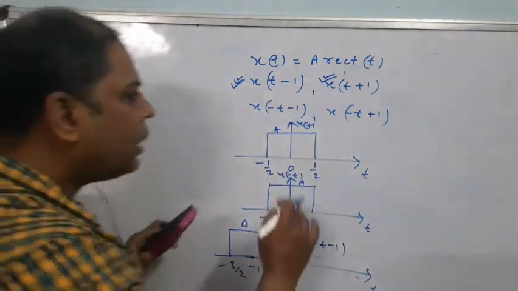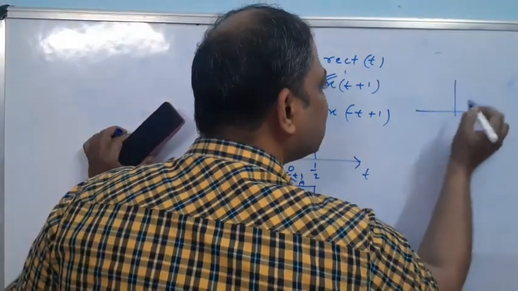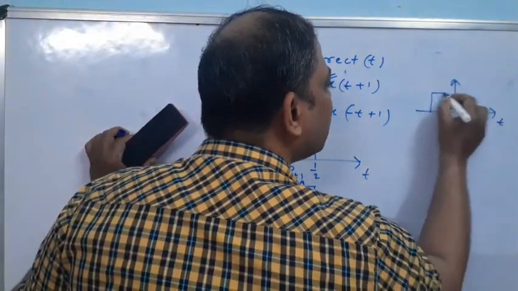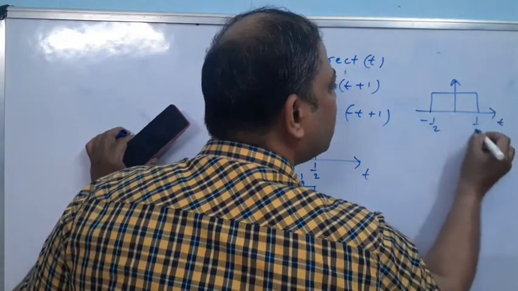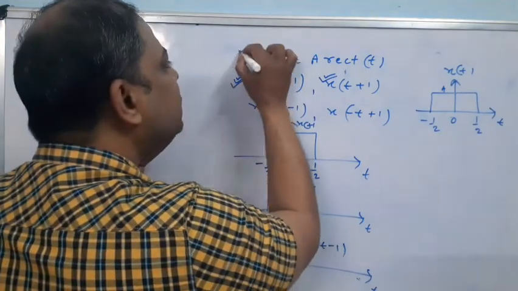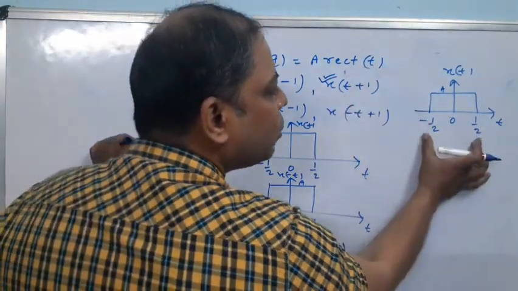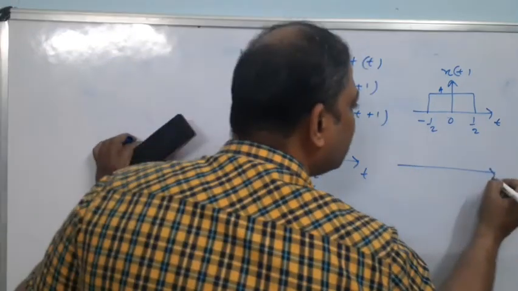Okay. Next see, what you have to do, x of minus t plus 1. Here this is the time axis. Now the plot of x of t is known to you, with minus 1 by 2 and 1 by 2 around the origin, and a. X of t is a rectangular pulse, and the total width is 1.